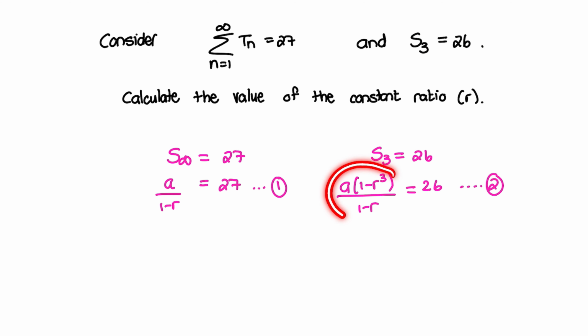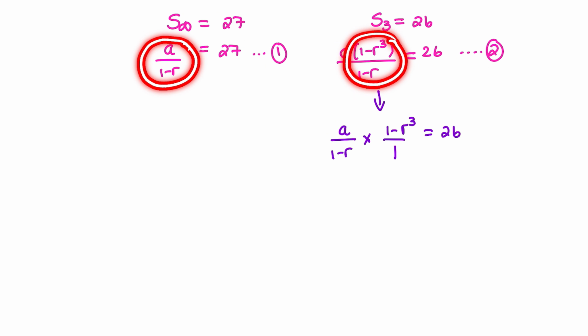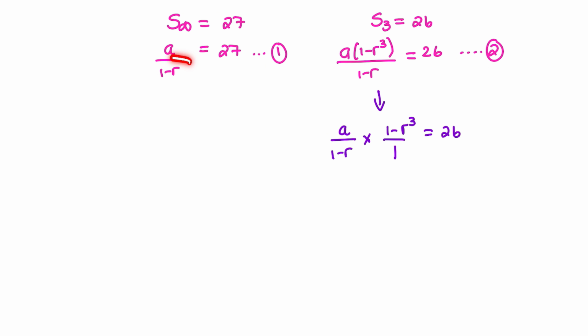And again, I use my formula sheet to replace Sn with a formula for Sn, where n is equal to 3, and that is equal to 26. So now we have two equations with the variables of a and r in both of them. The Sn formula that I'm using looks similar to that of the sum to infinity. And what I mean by looks similar is look at the denominator. Both of the denominators is 1 minus r.